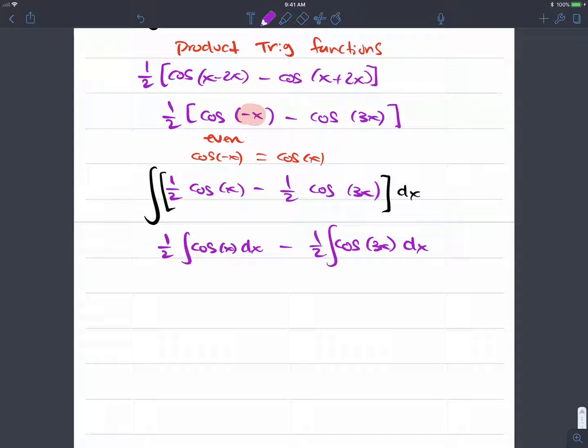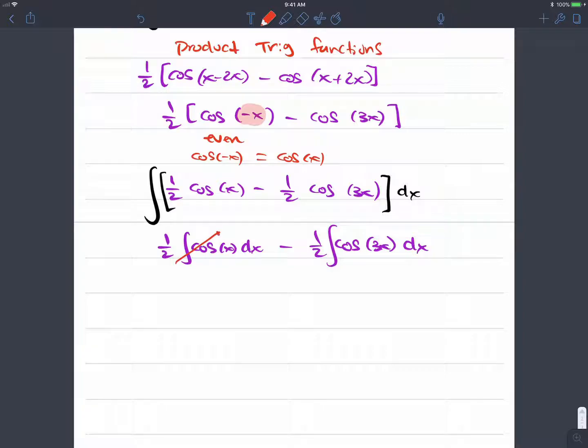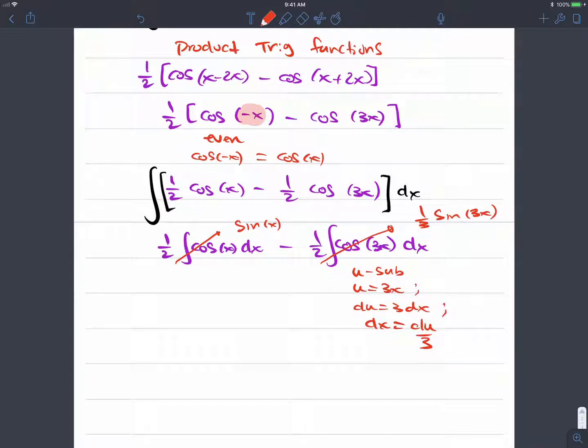So the first integral is simple to do. That integral is just going to be sine. I'm going to have to use u substitution for the second integral, where u will be 3x. And then that means, yes, du would be 3 dx. And of course, you guys know that dx becomes du over 3. So this integral now is really 1/3 sine 3x.